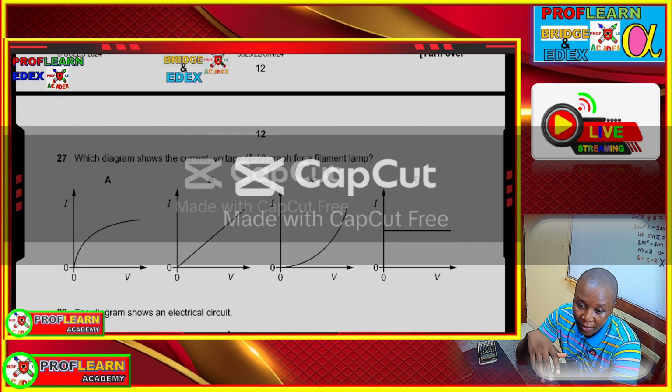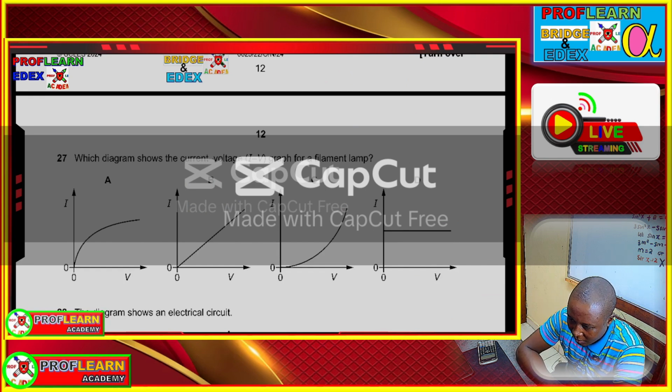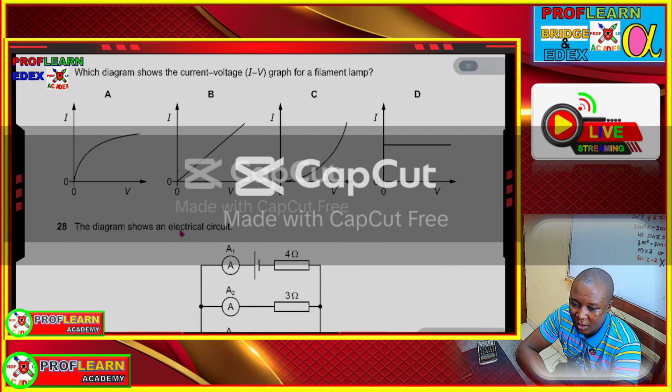Then for the diagram that represents a filament lamp, that is basically A. B is representing an ohmic conductor. D is representing, what's that? Does this even represent anything? Okay, let's just move on.